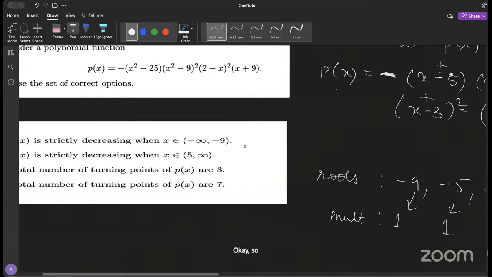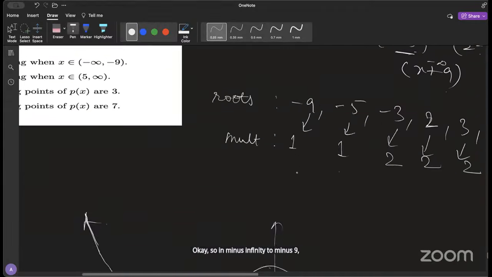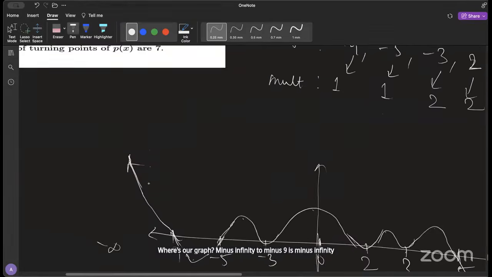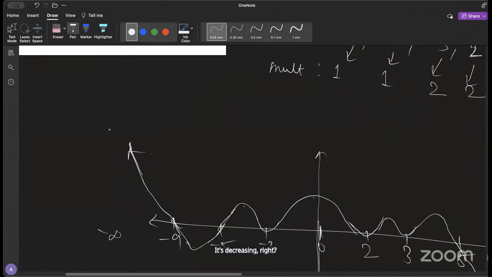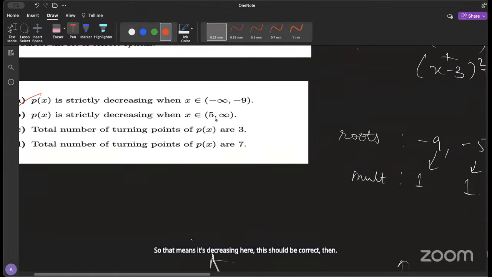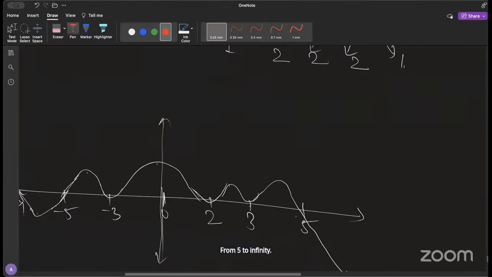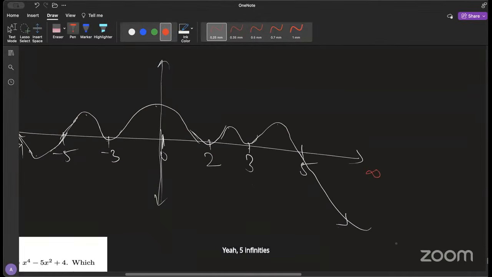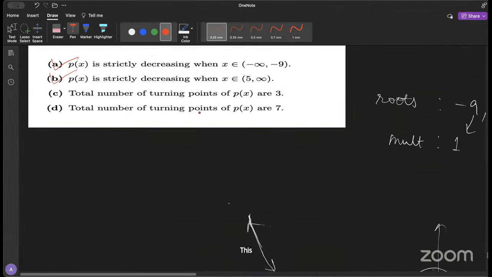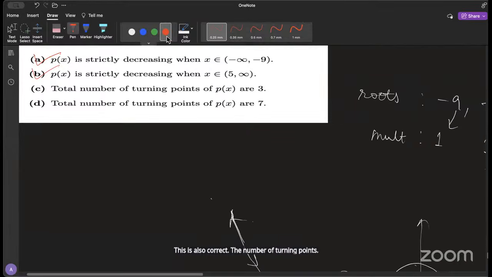Okay, so in minus infinity to minus 9, where's our graph? Minus infinity to minus 9 is here, infinity here, minus 9 here. It's decreasing, right? From left to right, you have to see from left to right, it's decreasing. So that means it's decreasing here. This should be correct. Then from 5 to infinity, 5 to infinity is here. It's decreasing again. So this is also correct. The number of turning points. Now this is 8, and we don't have that option here, but it should be 8 here. Then this will become correct.